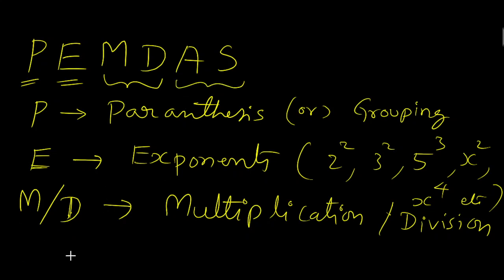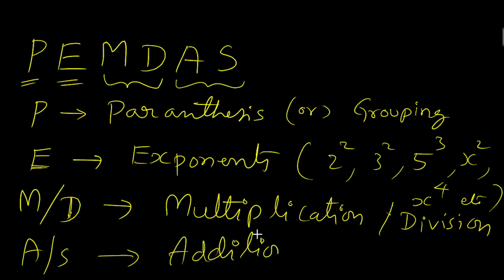And the final one is AS. A or S means addition or subtraction. We give equal importance to both addition and subtraction, but we check from left to right in the given expression, and whatever comes first we evaluate first. So PEMDAS means P stands for parenthesis, E stands for exponents, M or D multiplication or division, A or S addition or subtraction.